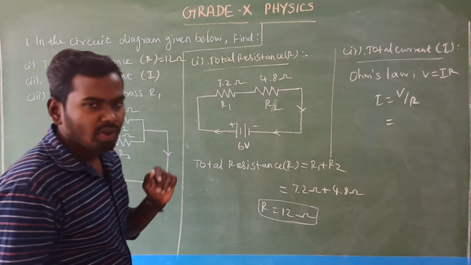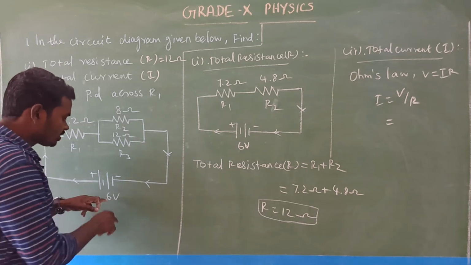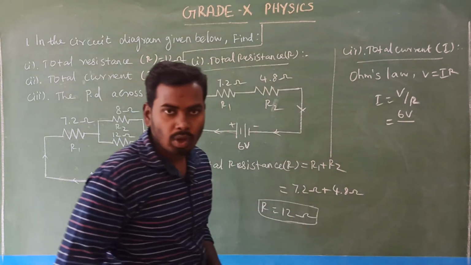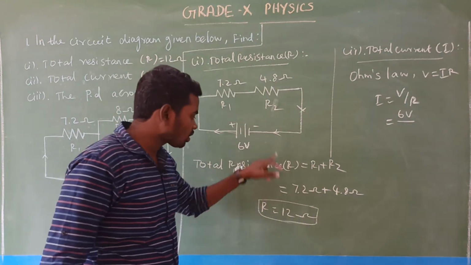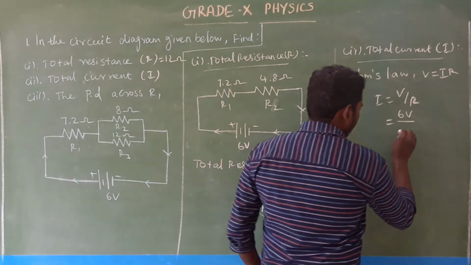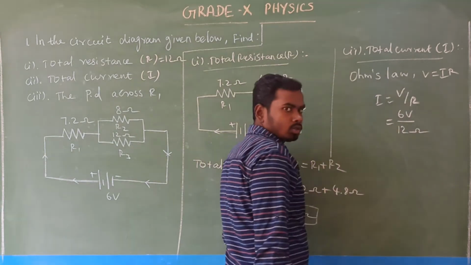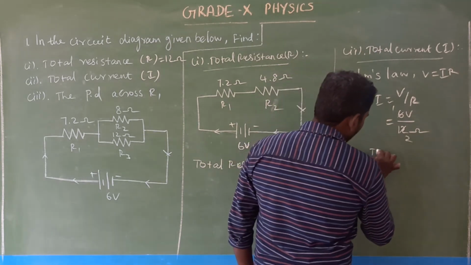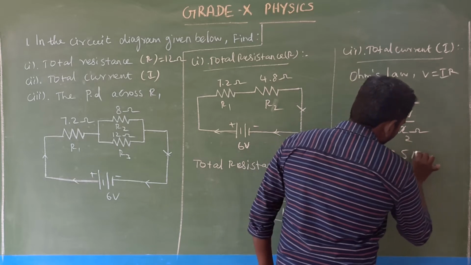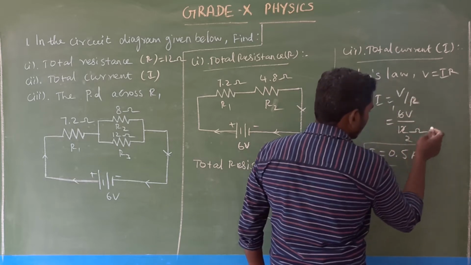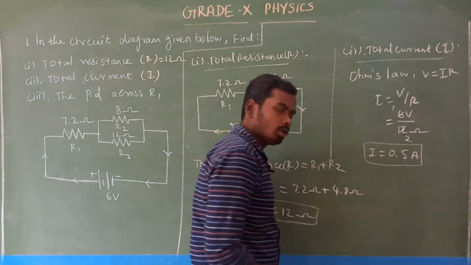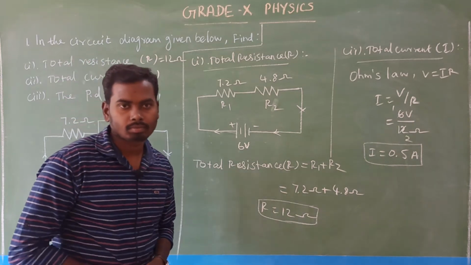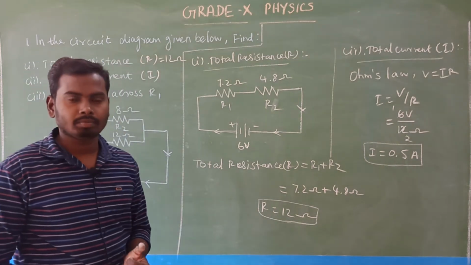So what is the V value? The total potential difference in the circuit, that is 6 volt, divided by the total resistance, which is 12 ohm. Put 12 ohm, so we get 1 by 2. So 1 by 2 is equal to 0.5 ampere, because voltage divided by ohm is ampere. So the current value is 0.5 ampere. Is it clear, students?